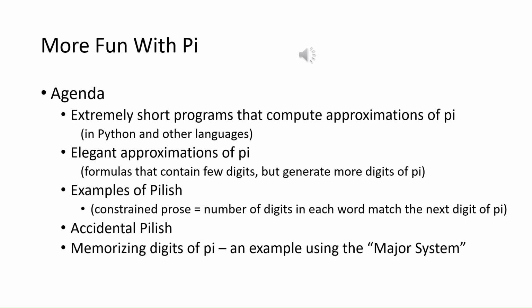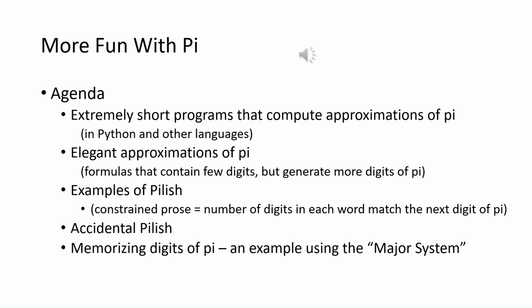We're going to introduce Mike Keith in a minute, but just to start, this is the agenda that Mike promised to talk about. He's going to show some extremely short programs that compute approximations of pi and do pretty well. He's going to talk about some elegant approximations of pi, fractions and other formulas that contain few digits but give you lots of digits of pi.